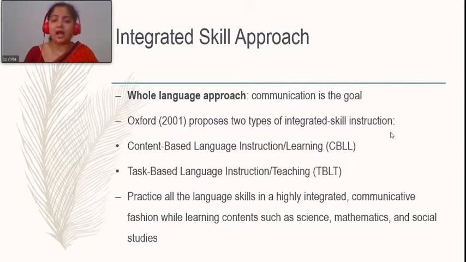Or even in class we can give them some tasks, that in 30 minutes you give them a problem to solve and they together come up with a solution. That is again task based, right? So through content based and task based we can highly integrate the teaching of language and teaching of other subjects in our classes.